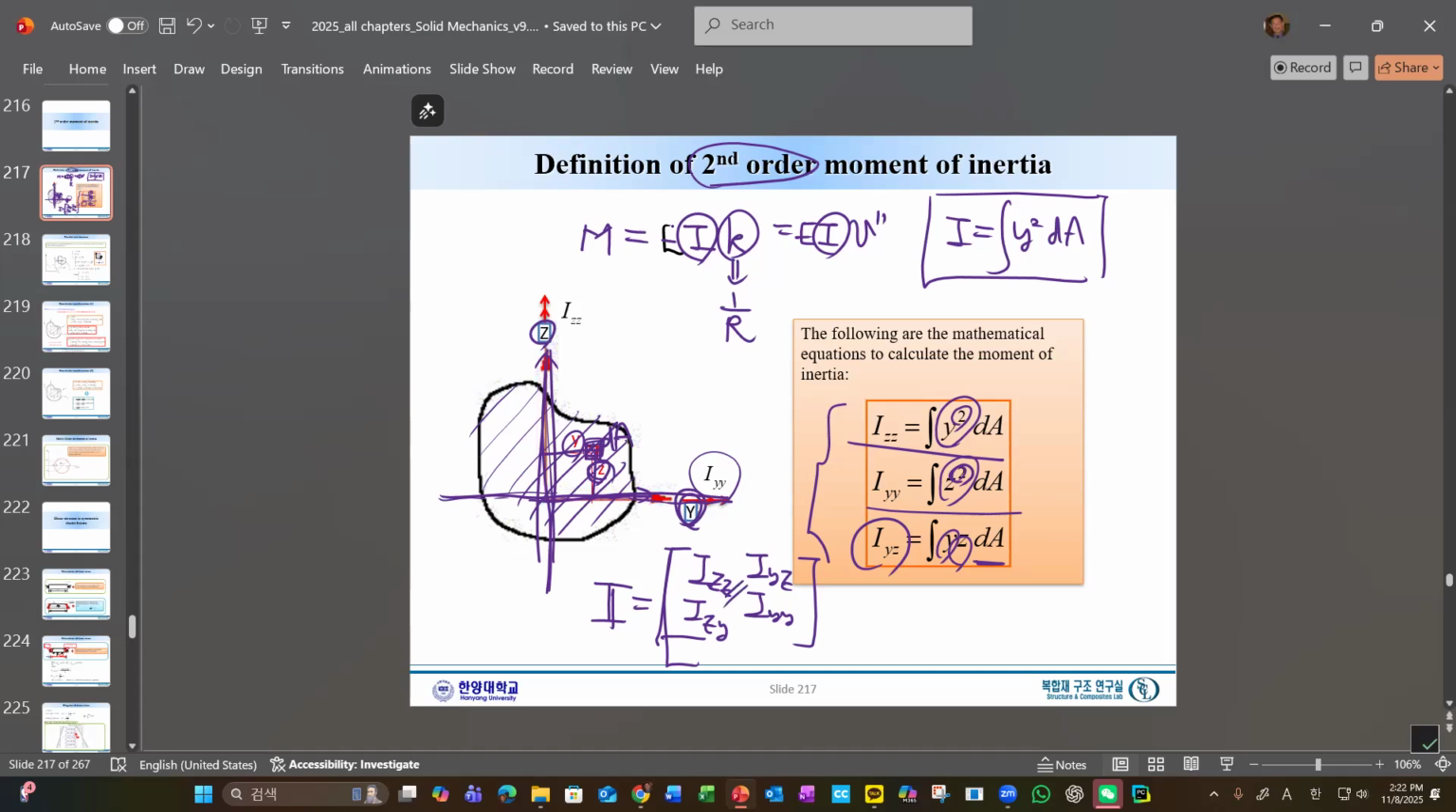So this is very similar to a second order tensor representation, something like sigma XX, sigma YY, sigma XY, and sigma YX. The notation is very similar. Okay, so again, these are the definitions.